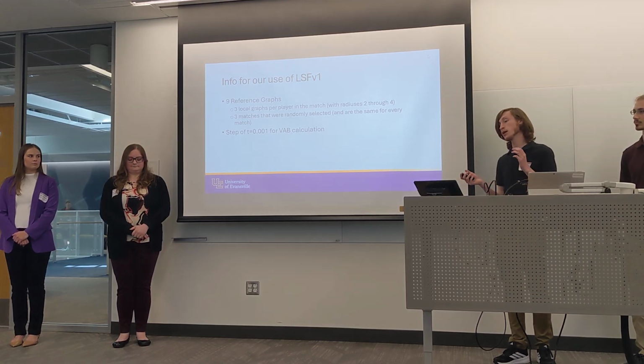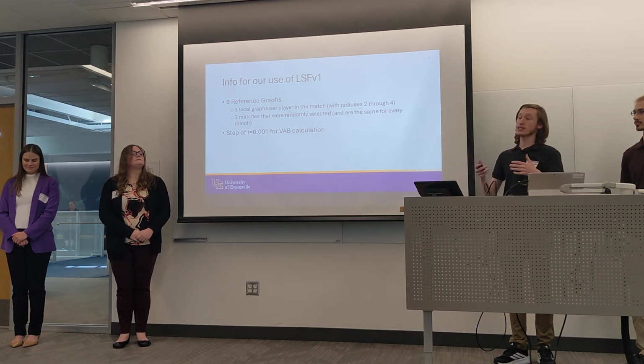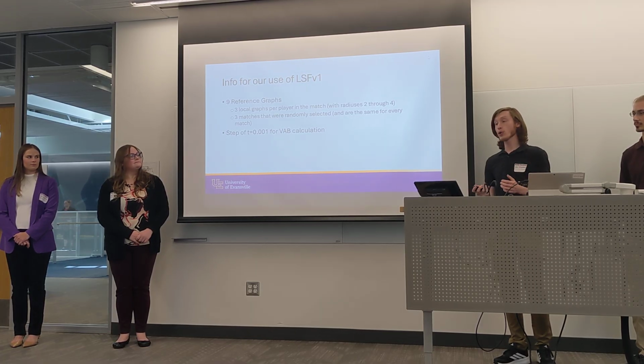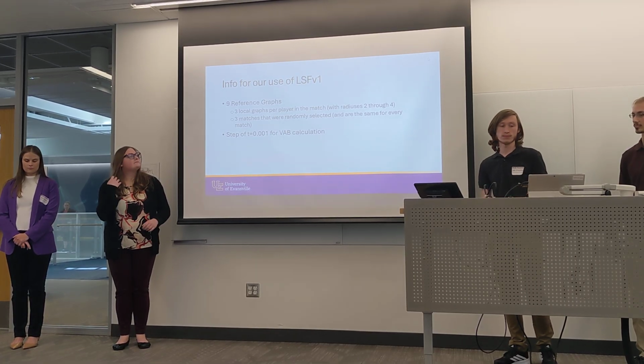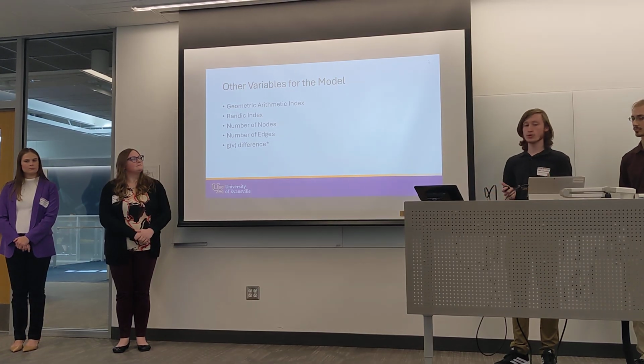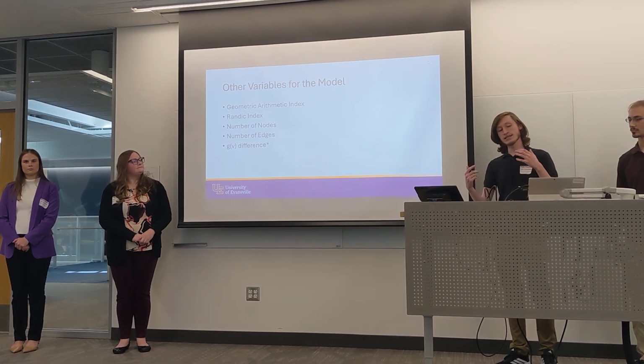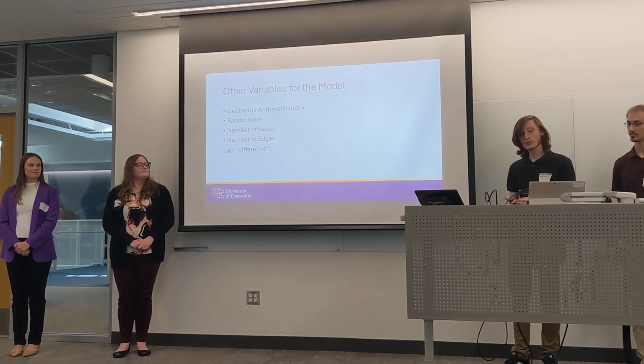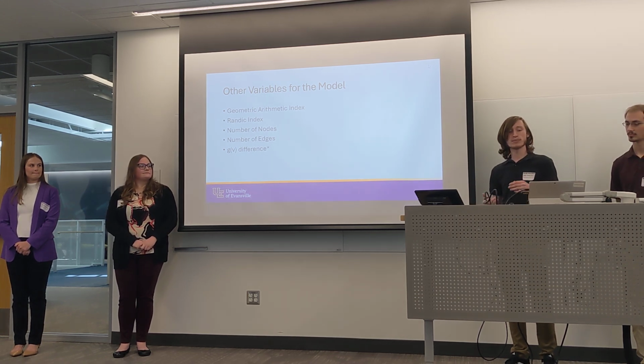as well as 3 matches that are randomly selected and are constant and are the same for every single comparison in every single match that we use. And we also have a step of t is 0.001 for our calculation of our vector. Now we also have some other graph-based indices and numbers for our model, which are the geometric arithmetic index, the Randic index, and the number of nodes and edges.